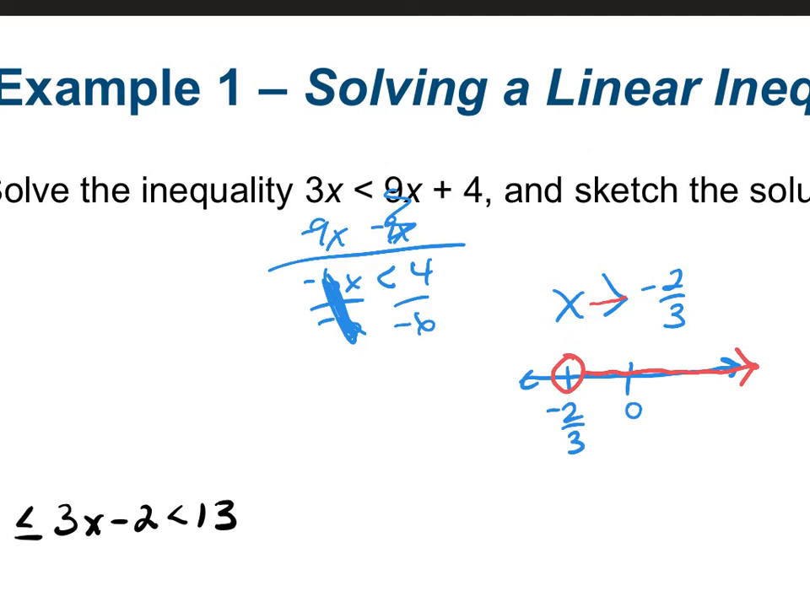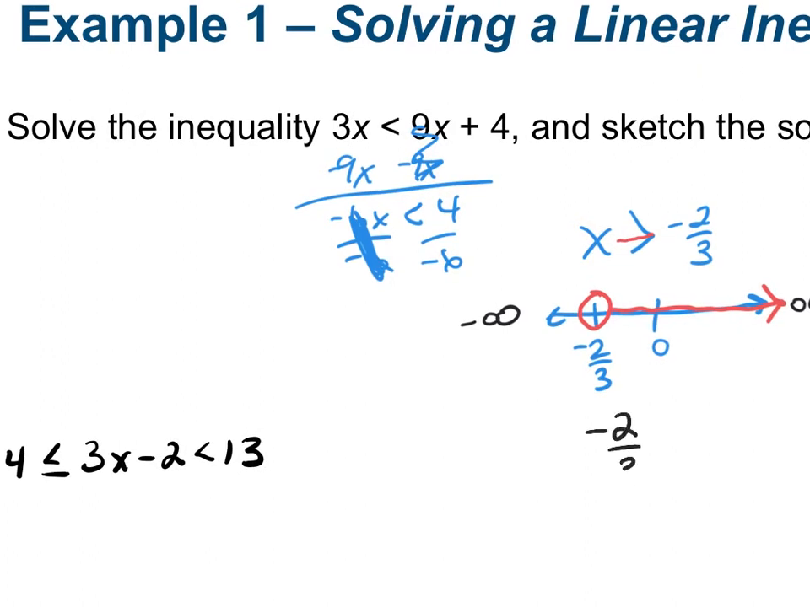So you have your inequality statement, then you have your graph, and now we're going to write our interval notation. The way we do that, we always read from left to right. Negative infinity is to the left, positive infinity is to the right. So going from left to right, where does my red graph start? At negative 2/3. And it goes on to what? Infinity. And what am I going to have on both ends of negative 2/3 and infinity?